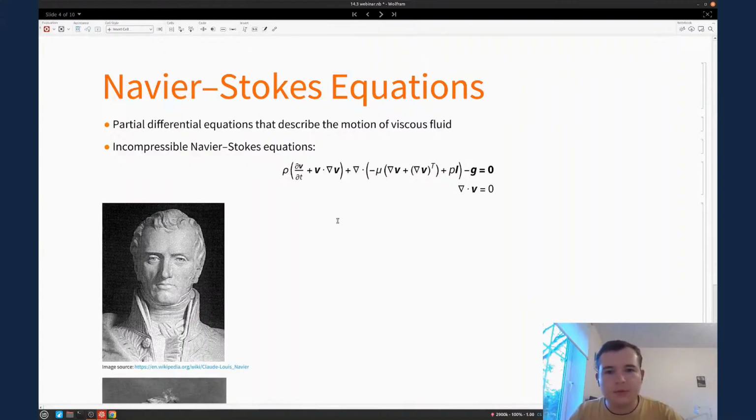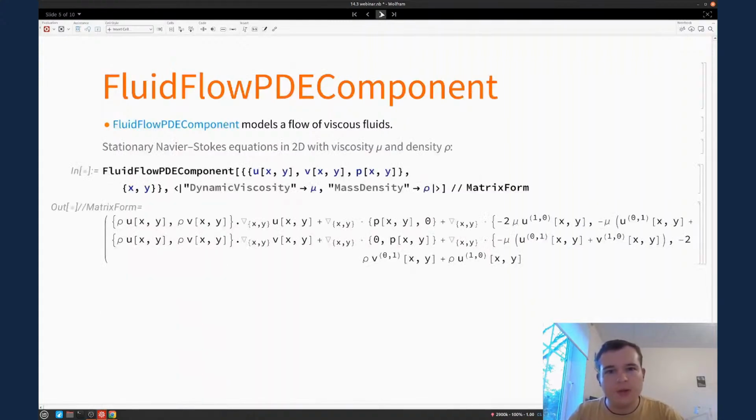As you can see, those equations are quite complicated, so writing them on your own would be quite difficult and annoying. So that's why in the Wolfram Language we have the FluidFlowPDEComponent, which models a flow of a viscous fluid.